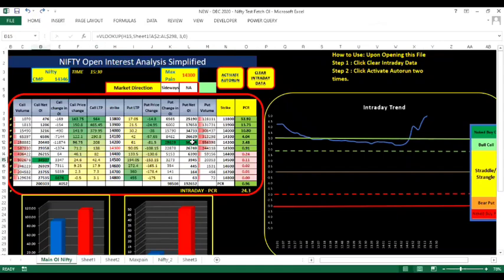In this case, we see the highest call writing is at 14,500, and the PCR, if we see here, is just 0.1. So this is definitely a big resistance for the market to cross.